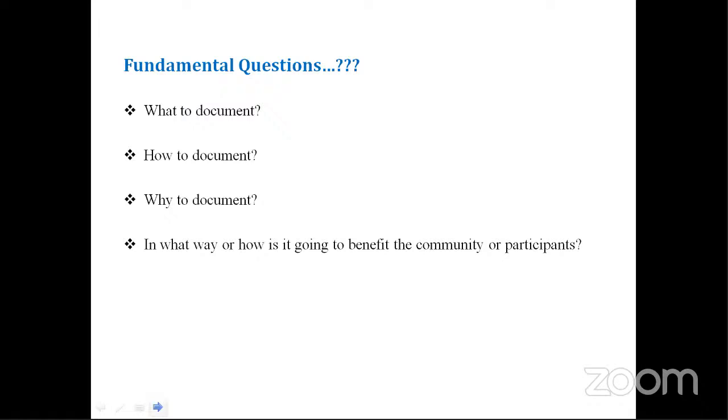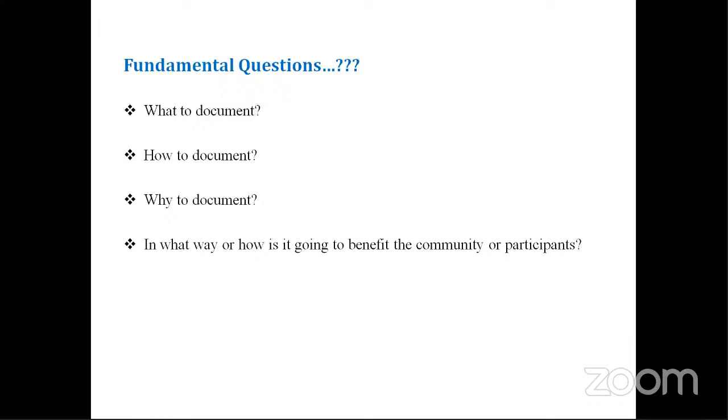Now, the second question is how to document. When we talk about how to document, it concerns the different methodologies, approaches, or perspectives that we use for studying any kind of problem, any research that we undertake. Based on that, we develop different methodologies, approaches, and perspectives, so understanding all of these is also very important. Then the third one is why to document. The other questions are what to document and how to document, and now, why there is a need for documentation of language or culture or anything.